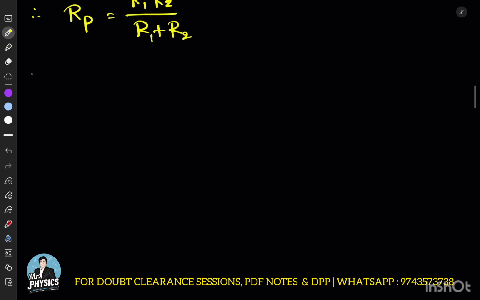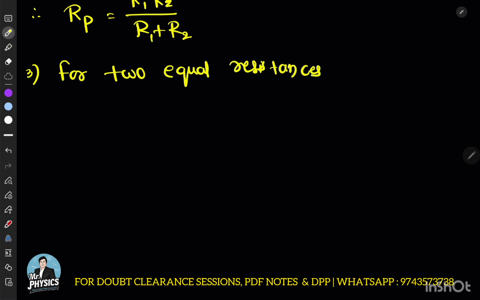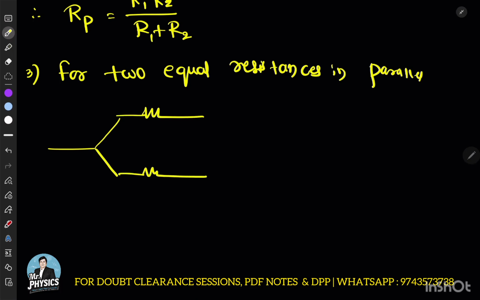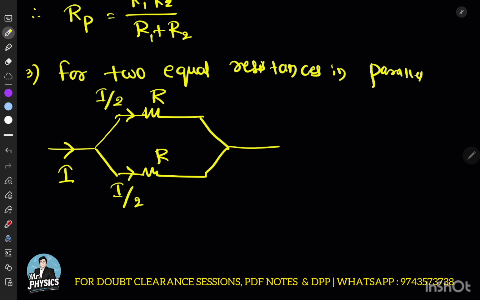If those 2 resistors are equal, that is, for 2 equal resistances in parallel, kindly note this is an important condition. If there are two equal resistors, that is R and R, the current flowing will be I. Here when it gets distributed, it distributes as I by 2 equally, because the resistances are equal, and as usual the potential V will be the same.